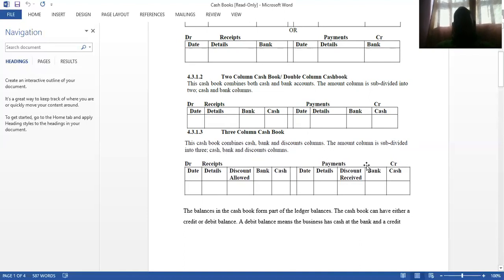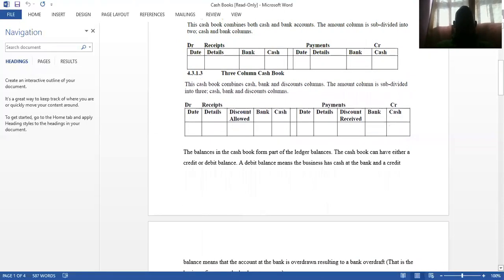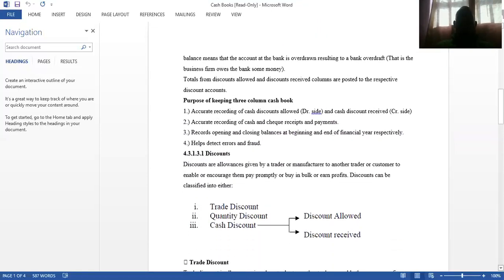Then on the payment side, we are going to have the discounts received, because we are the ones who are paying, because it is our business that is paying out. So we expect to receive discount from the person to whom we are paying. And then now we can move on and see how we prepare this actually for a purpose.